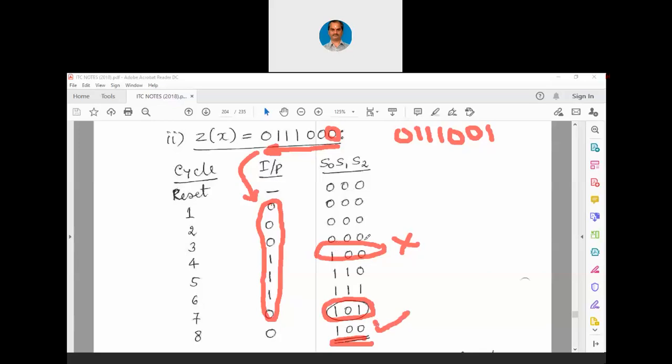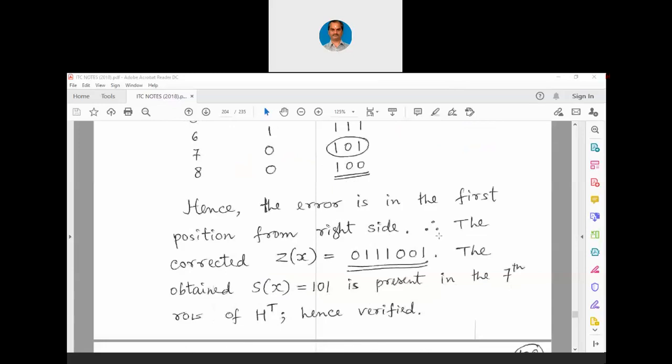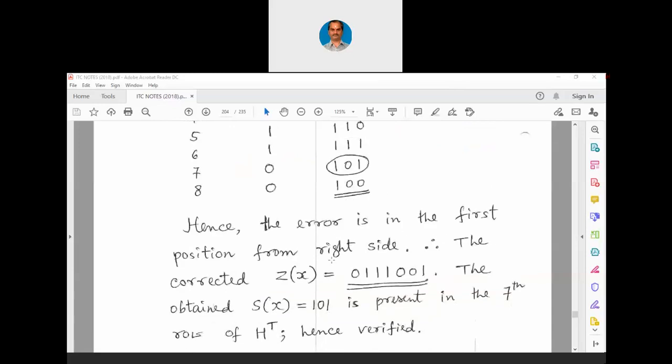Here we were getting the flip-flop contents as such. And this is the syndrome. But we will have to work out further for obtaining this 100 bit combination. That is the idea here. Hence, the error is in the first position from the right side. Therefore, the corrected z of x is 0111001.